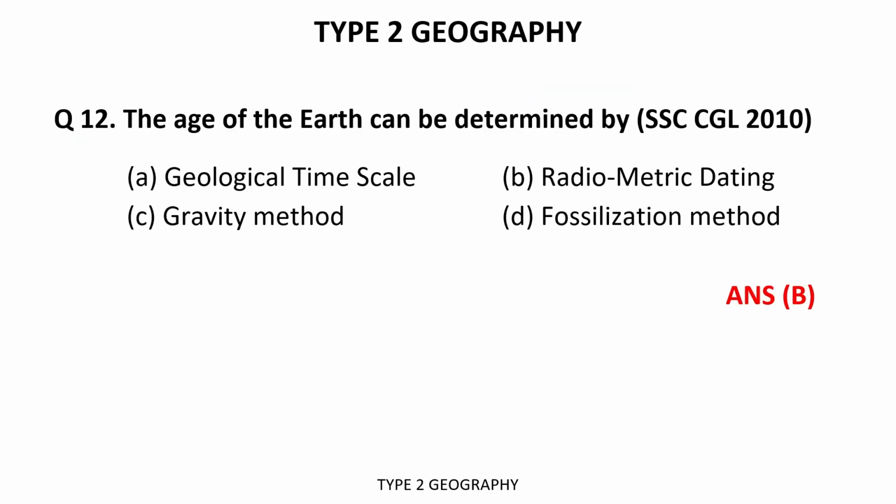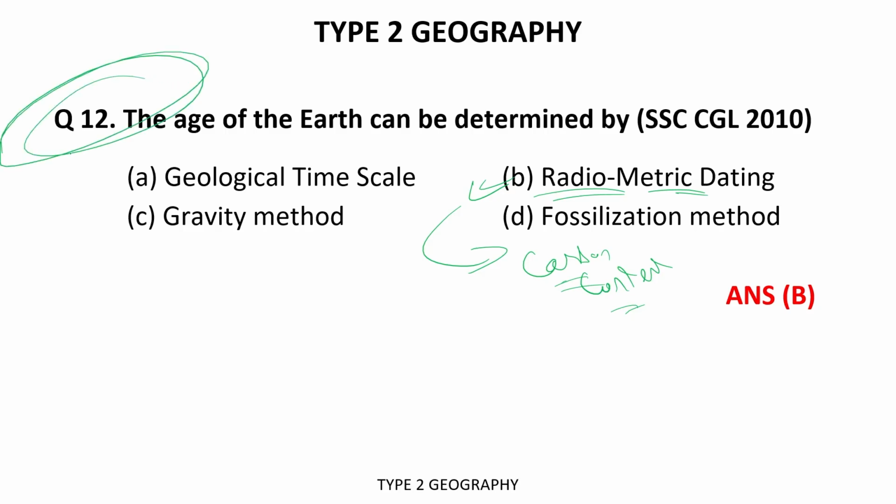Time's up. The right answer is radiometric dating, B. It is basically done for finding the carbon content. And as we know, carbon has a capacity to combine with major elements, so that's why it is used.